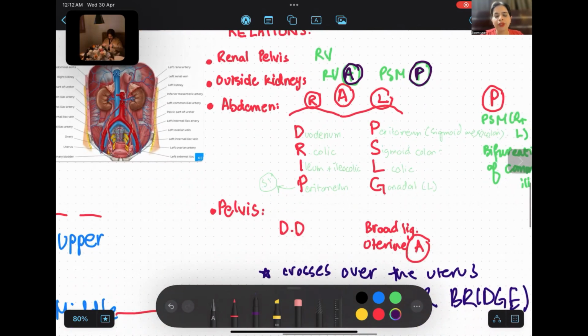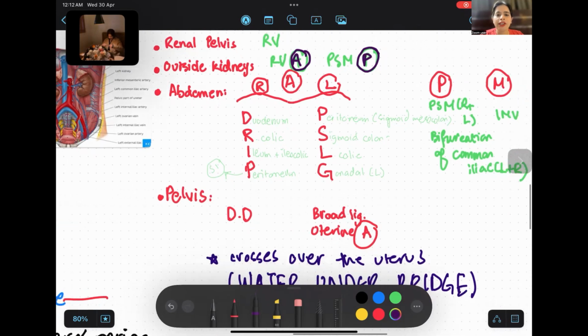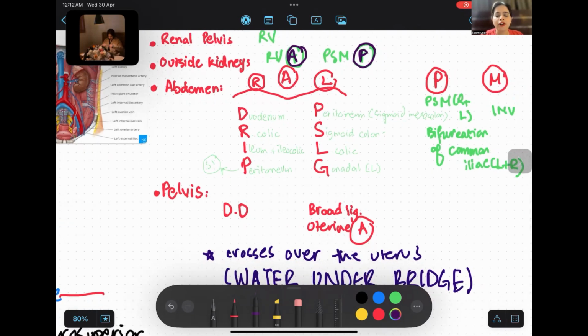In the abdomen, since there are two ureters, you have to do two relations. On the right side, the mnemonic is DRIP, and on the left side, as PSL is happening, the mnemonic is PSLG. G will also come here because there are right and left gonadal arteries. And posteriorly, these are the posterior relations, and then these are the medial relations, and then this is your pelvic relations.